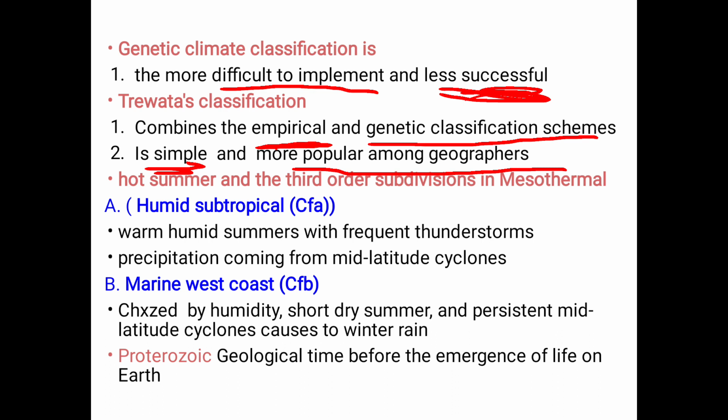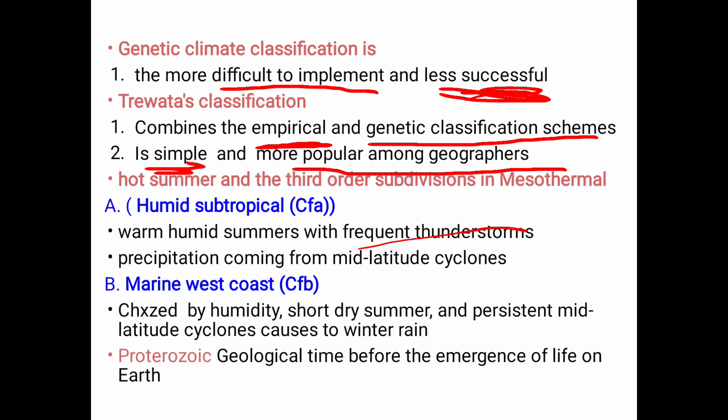Hot summer and third order subdivision in mesothermal climate condition. There are three orders of mesothermal. The first is denoted by A, the second by B, and the others are there also. But for the sake of this study, we are going to see A and B, the third orders of mesothermal subdivision. A is denoted by humid subtropical.